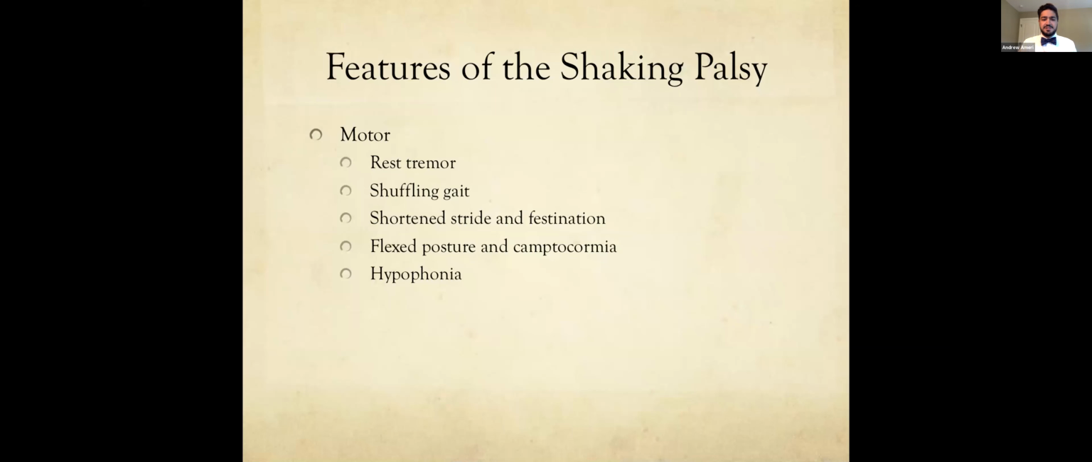Shortened stride and festination, Dr. Parkinson notes, the patient being irresistibly impelled to take much quicker and shorter steps, adopts unwillingly a running pace. Regarding flexed posture, Parkinson not only pointed out the characteristic flexed posture peculiar to patients with PD, but also the severe degree of this trunk flexion that we now call camptocormia. He notes the propensity to lean forward becomes invincible. The upper part of the body is thrown so far forward as to render it difficult to avoid falling on the face. And finally, hypophonia.